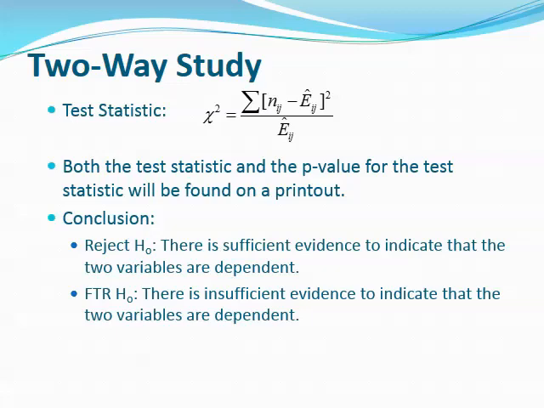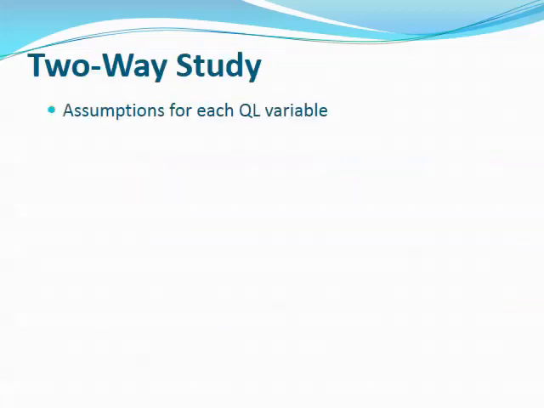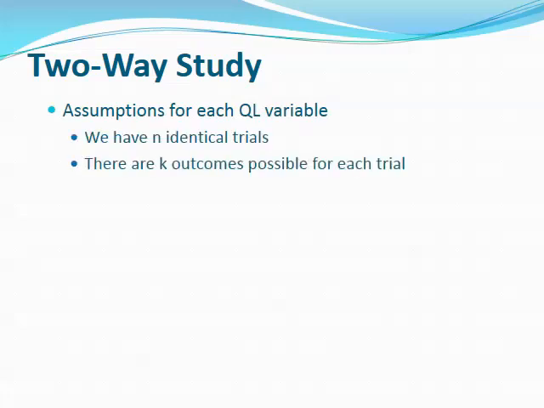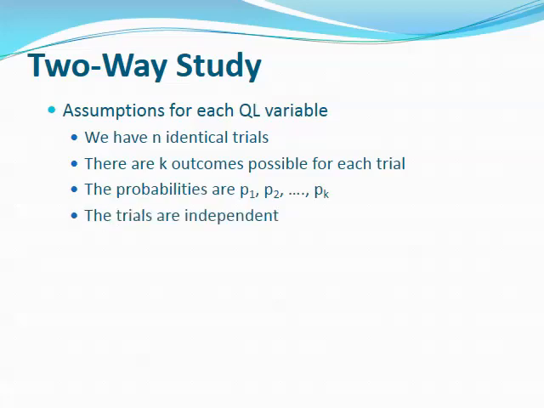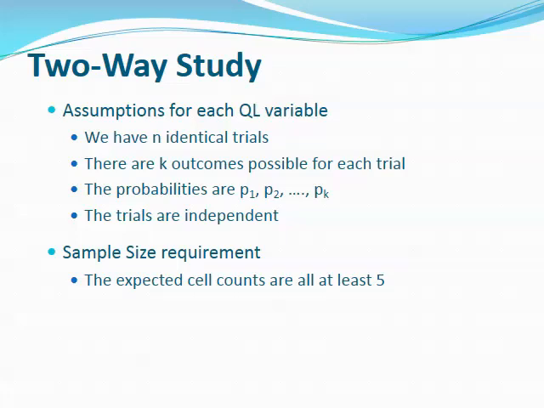Assumptions, we've seen these before. If you remember the one-way assumptions, you're going to probably remember these. We have n identical trials. We have k possible outcomes for each trial. The probabilities are p1 through pk. The trials are independent of one another. We need this for both the qualitative variables, and then our sample size criteria is similar to what we saw in the one-way study. The expected counts are all at least 5. The difference now is you have a two-way table. You have rows and columns, whereas before we just had a single dimensional table. We just had a row, so to speak, and all the expected counts need to be at least 5. That's the sample size requirement there.